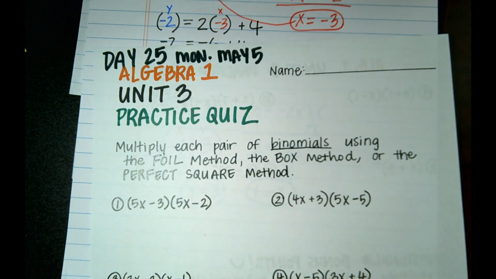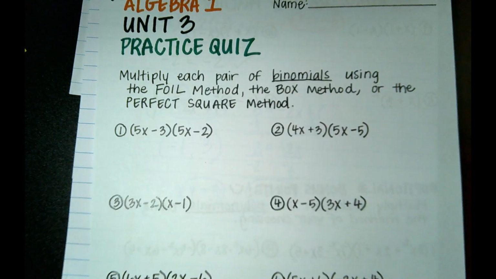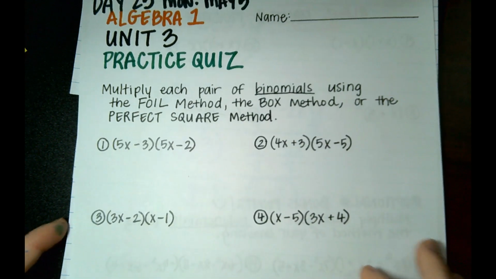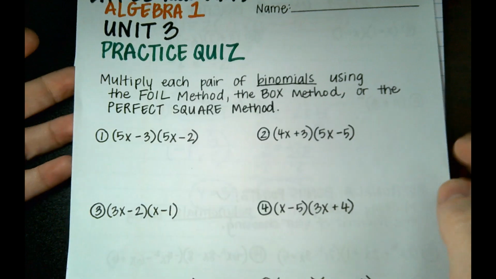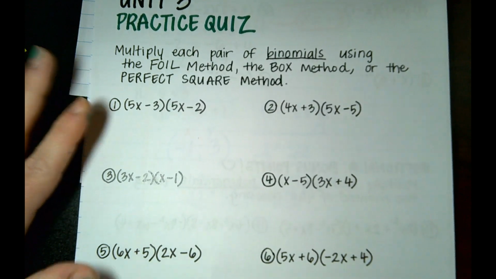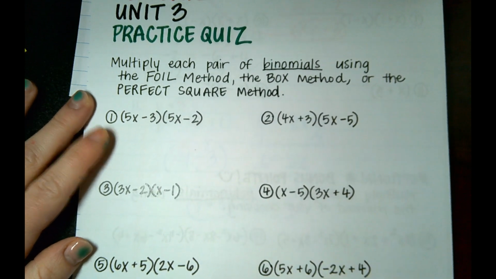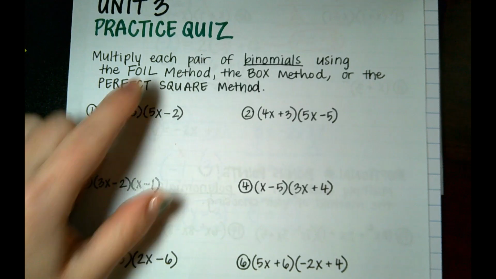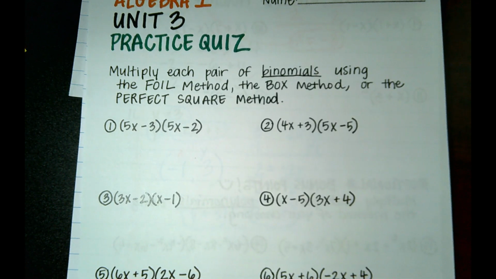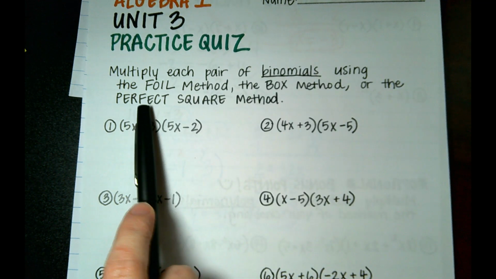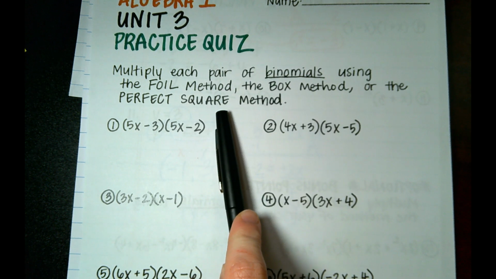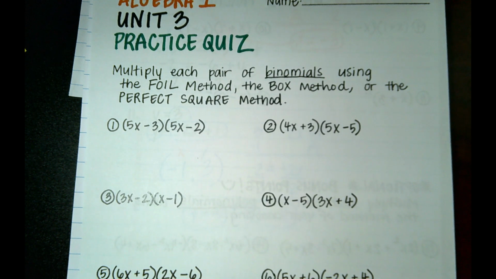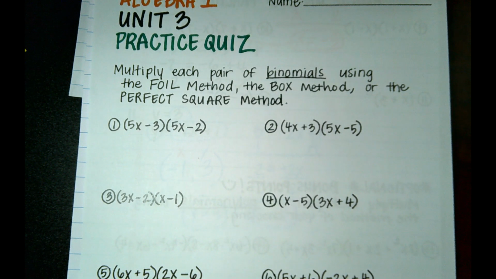Okay, so this quiz is going to cover multiplying binomials. That's what we've been doing for the last week and a half or so. There are three different methods that we talked about: the FOIL method, the box method, or, we didn't talk about this one in as much detail, but we will today, the perfect square method. We'll see only two problems like that, and that'll be on the back of this quiz here.